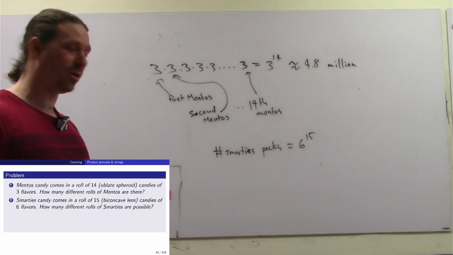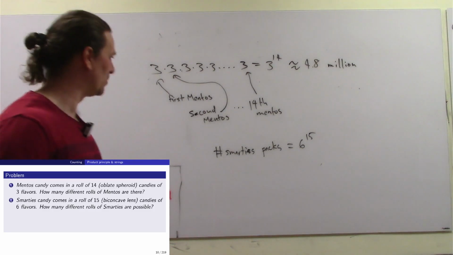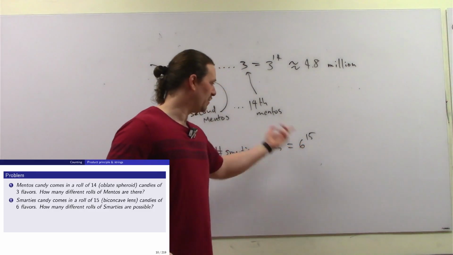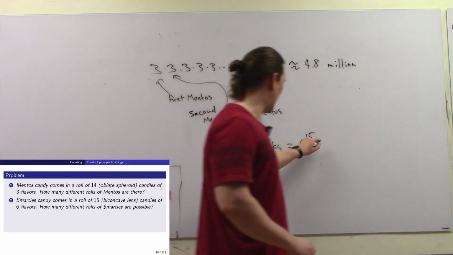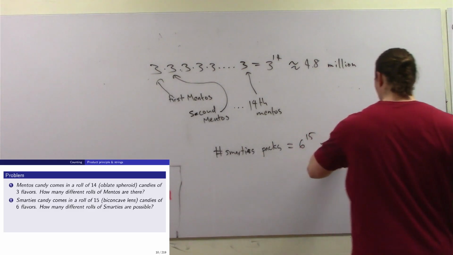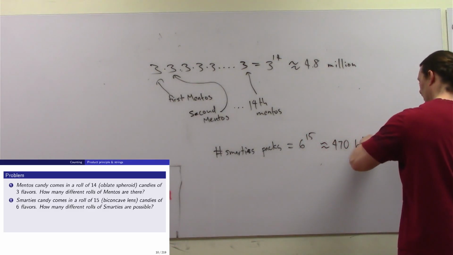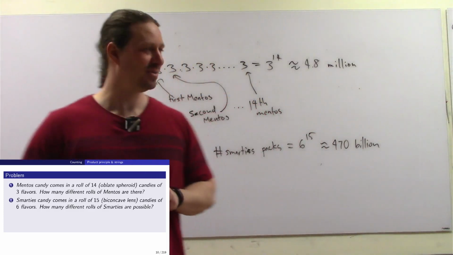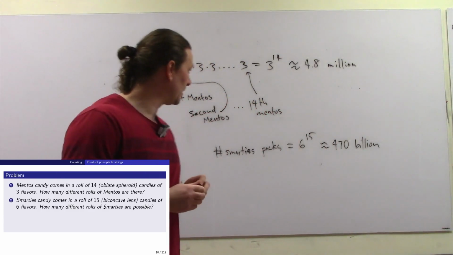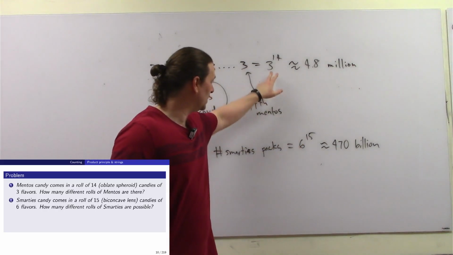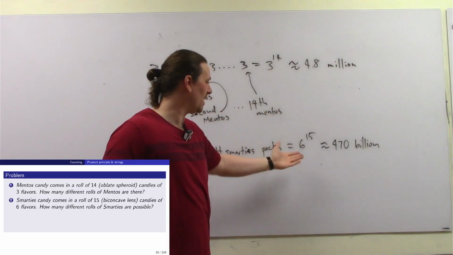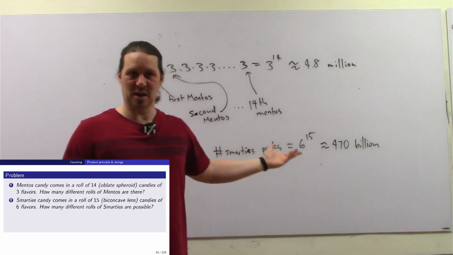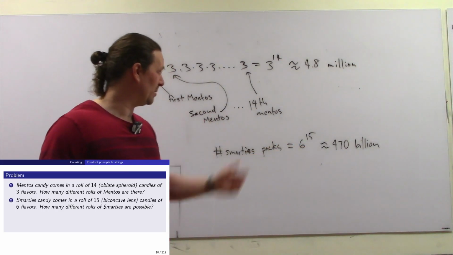This is quite a bit larger than 4.8 million for multiple reasons, right? The exponent is larger and the base is twice as large. This is about 470 billion. Okay, there's a lot more Smarties than Mentos. And we'll start to understand a little bit better the behavior of things like this. Why is this one bigger than this? Well, it's evident that it'll be bigger, because all the numbers there are bigger, but why is it so much bigger? It's quite a bit larger.